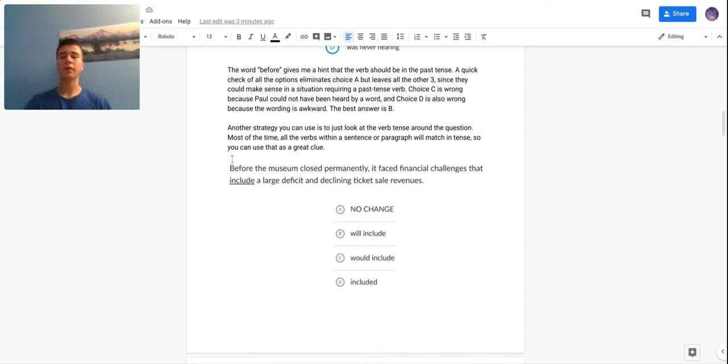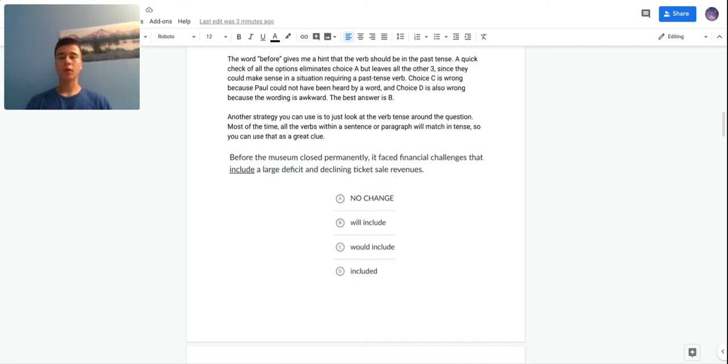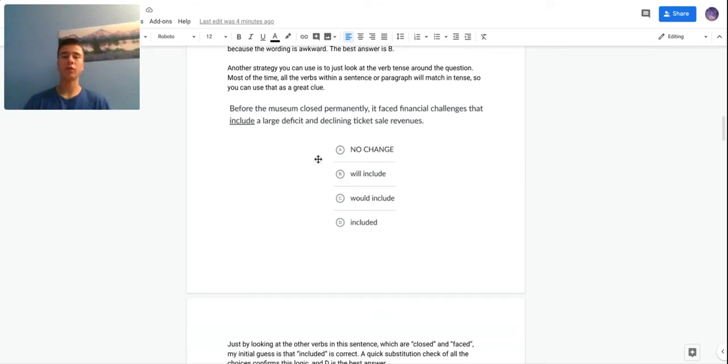So the next example: before the museum closed permanently, it faced financial challenges that include a large deficit in declining ticket sale revenues. So since I can't really get any good clues, I'm going to look at the other verbs within the sentence, which are closed and faced. I have a pretty good idea that include should also match the tense of those since it's within the same paragraph. So the choice that best matches it is D, included, because that's the same tense as faced and closed.